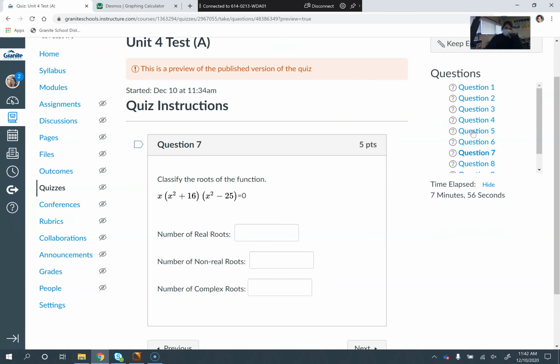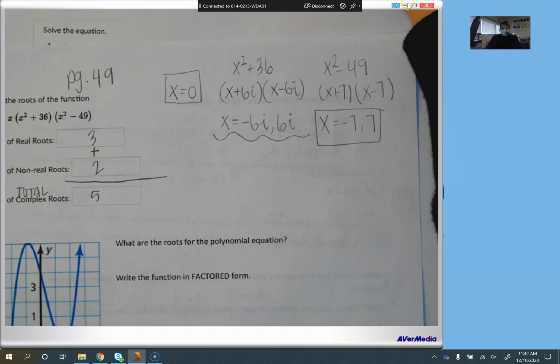So you have one that's very similar for number 7. Give you about 30 seconds. $20. 10. 5.